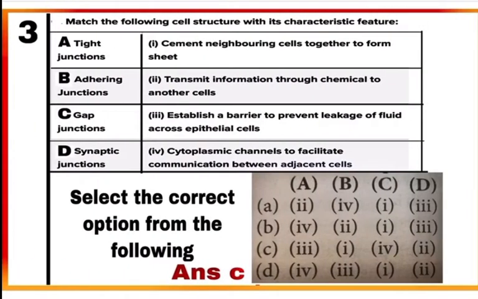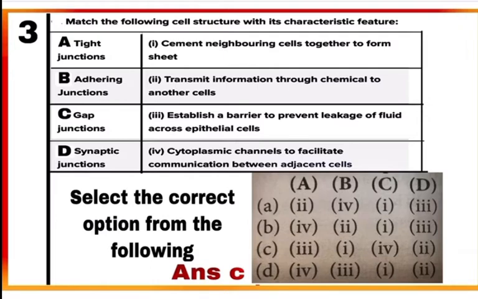Question 3. Match the following cell structure with its characteristic features. Option C is correct. A. Tight junction. It matches with 3. This junction establishes a barrier to prevent leakage of fluid across epithelial cells. B. Adhering junction. It matches with 1. This junction cements neighboring cells together to form a sheet.